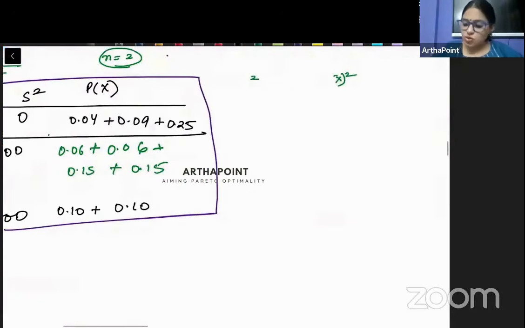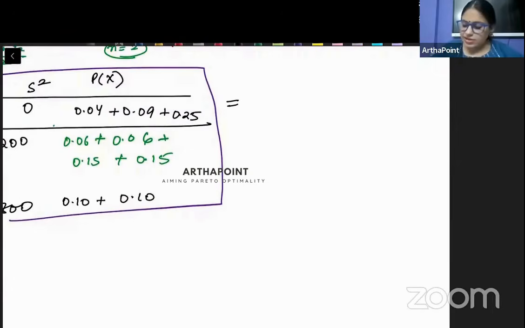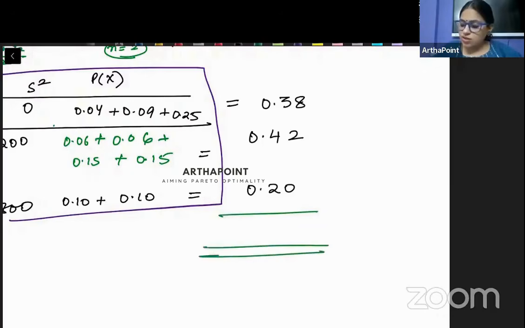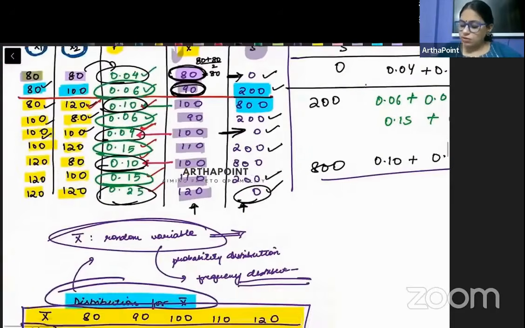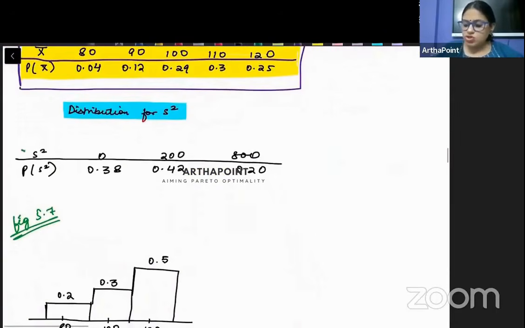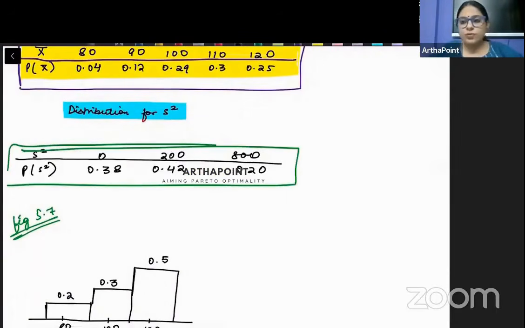Right, beta? So if I sum this up, यहाँ पे I will get 0.13 plus 0.25, so 0.38. This will give me 0.20. And this will give you 0.30 plus 0.12, 0.4. Always remember, whenever you add these together, this should give you the answer as 1. Always. The sum of the probabilities should be 1. So what we note down here is that this is the probability distribution of the variance that we have got.